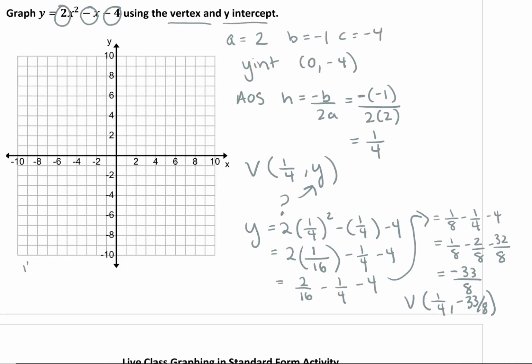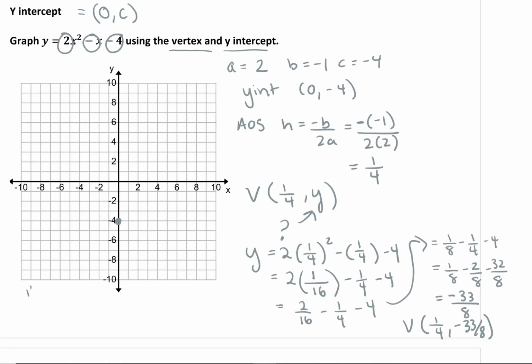Now we want to graph. So we're going to graph the vertex and the y-intercept. So the y-intercept is 0, -4. Our vertex is 1/4, and I guess it's -4 and 1/8. Kind of hard to do.